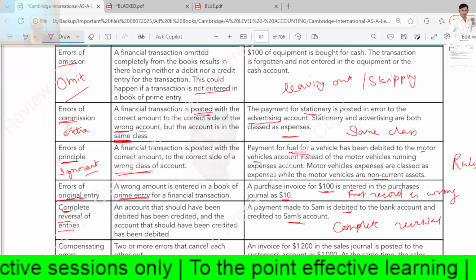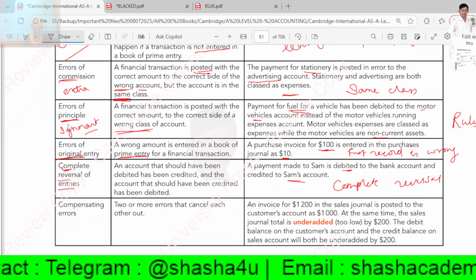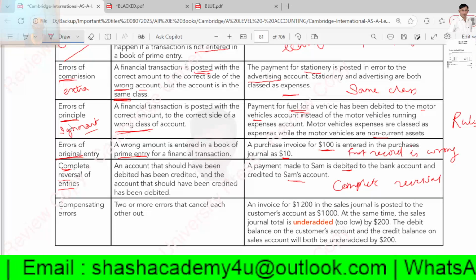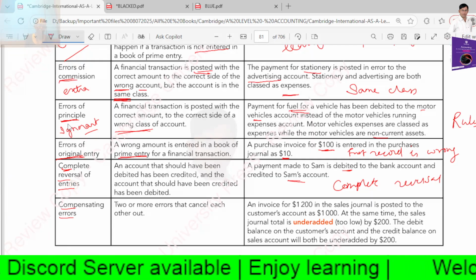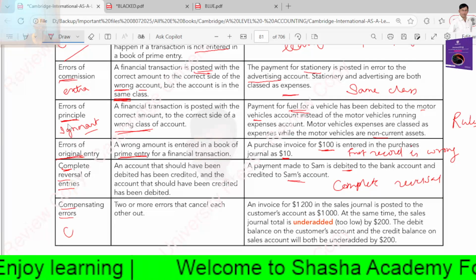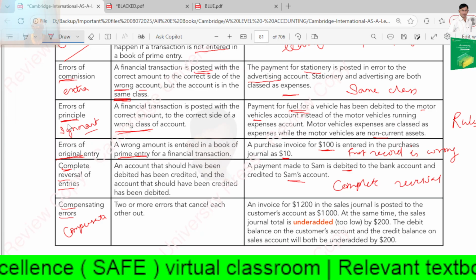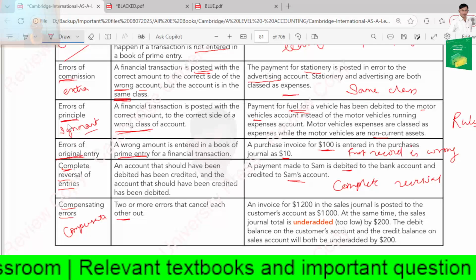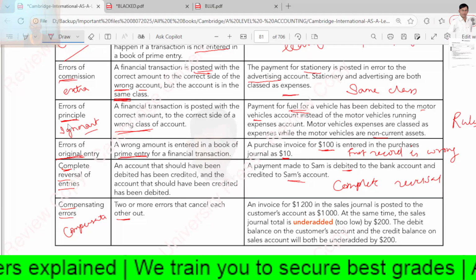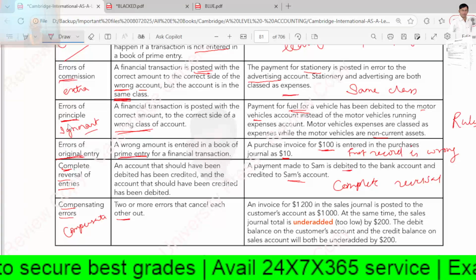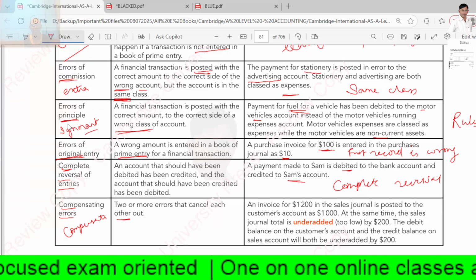So compensating errors. What happens sometimes? Errors will offset and then net off. Compensating means one will offset the other, so that there is no proof at all. They compensate one another. So two or more accounts that cancel each other out. An invoice of 1200 in the sales journal is posted to the customer account as 1000, and the sales journal is underadded by 200. The debit balance on the customer's account and the credit balance on the sales account will both be underadded by 200.